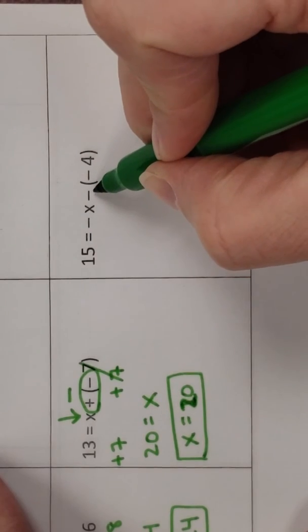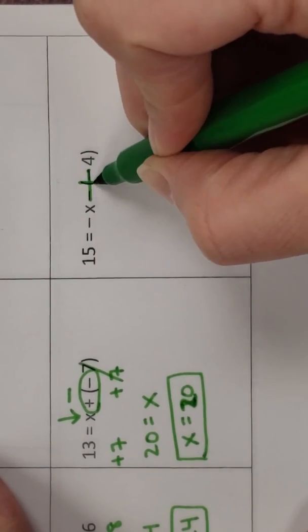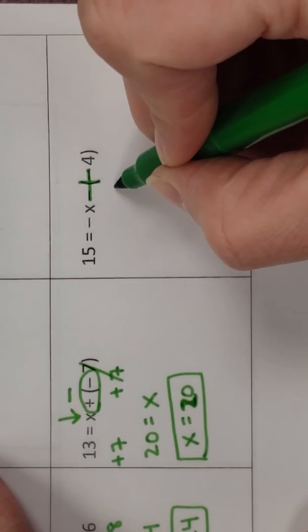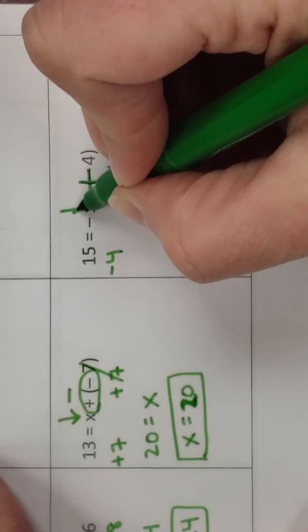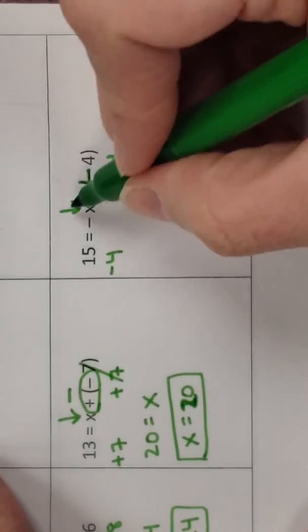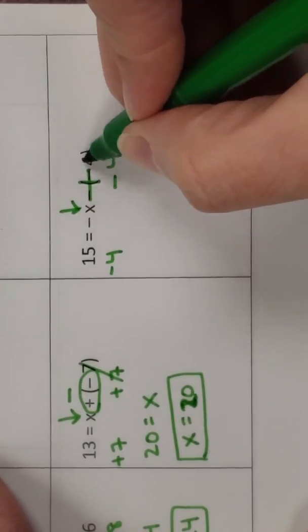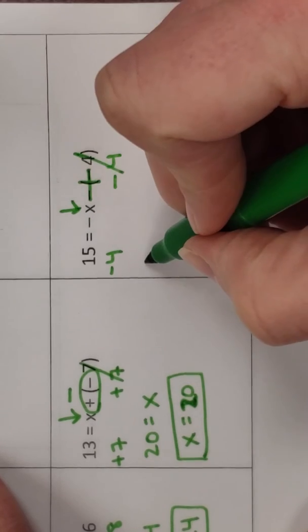2 negatives make a positive. Negative x plus 4. Reverse of positive 4 is a negative 4. What I do on one side, I do to the other. I got rid of the 4 because it's the one that's with the x, and I'm wanting to get x by itself. Those cancel out.